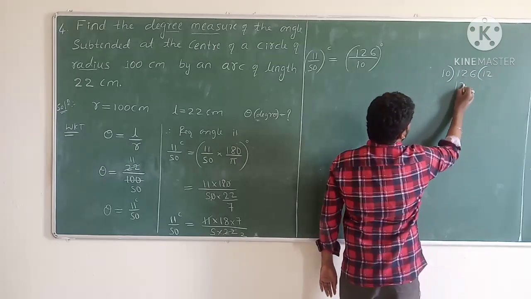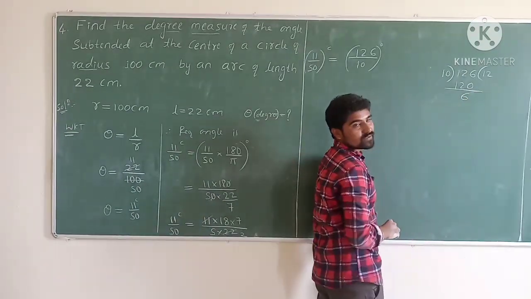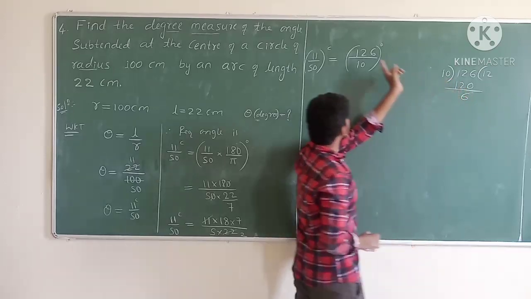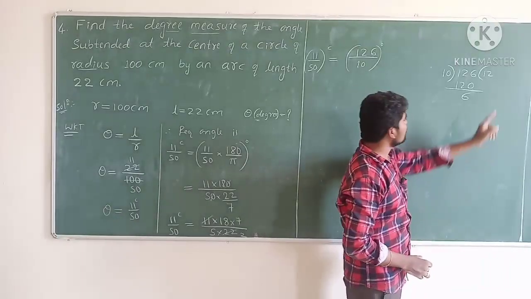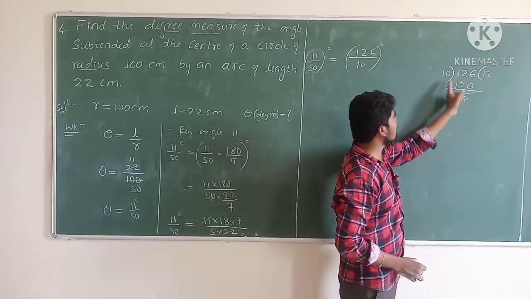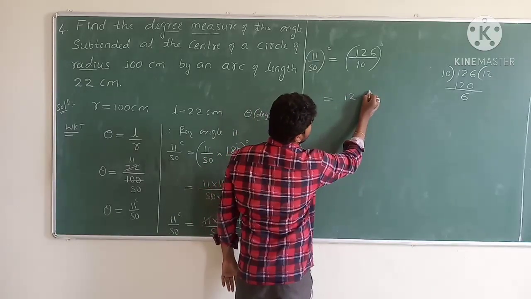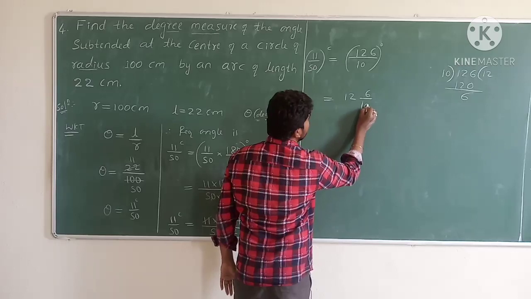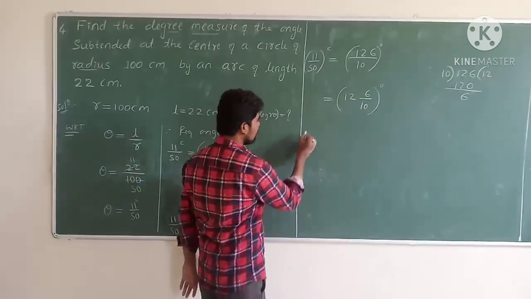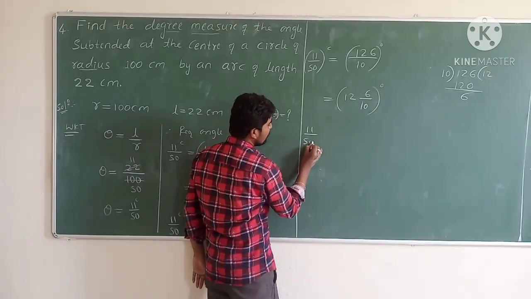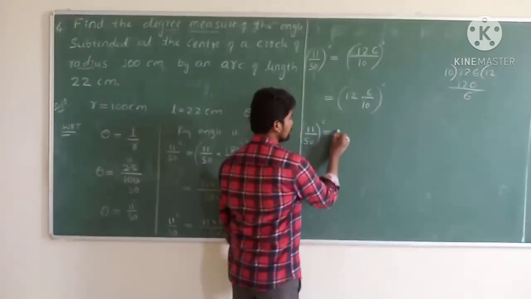10 times 12 is 120, correct answer. Here also 6 is left over. So, 126 divided by 10 in terms of a mixed fraction will be 12 and 6 by 10, which is 12 and 6 by 10 degrees. Still it is in degrees. So 11 divided by 50 radians is equal to exactly 12 degrees.